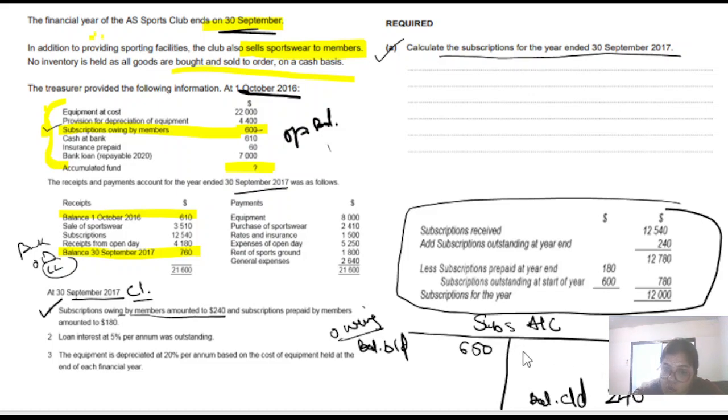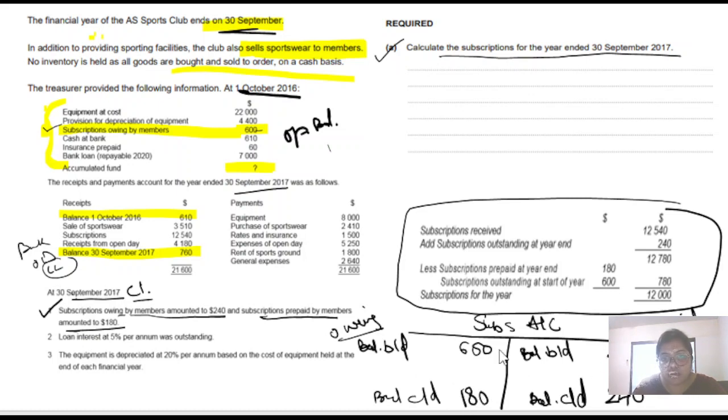Now you have to write down balance brought down on this side and balance carried down on the other side. For balance brought down, you have to write the opening balance of prepaid, or you can say advance. Is there any opening value of subscription in advance? No. But the closing value of subscription prepaid by members is 180, so you write 180 here. There is no opening value.